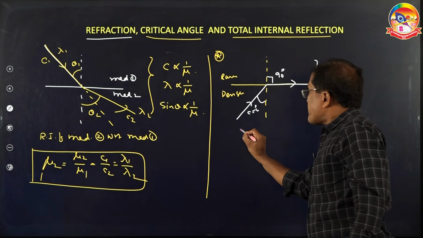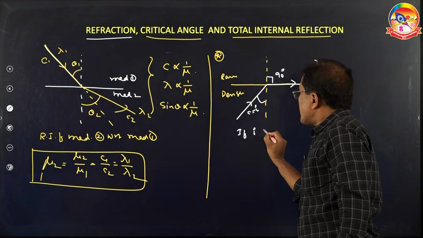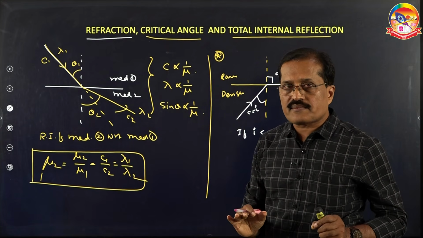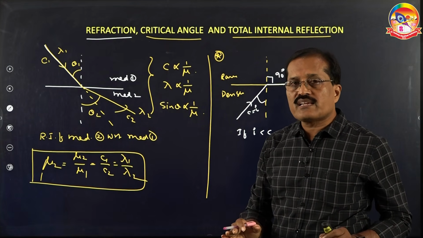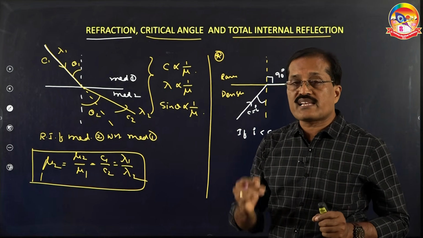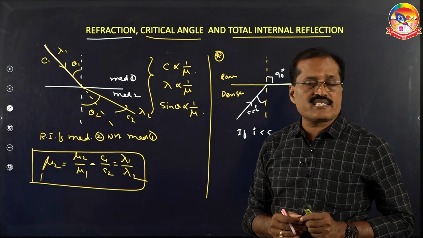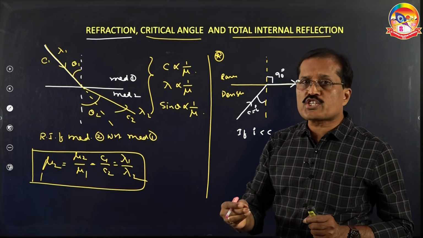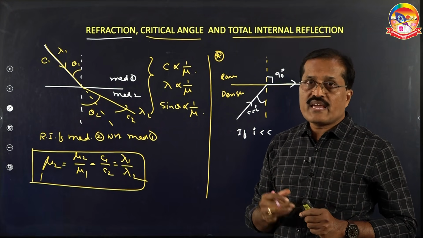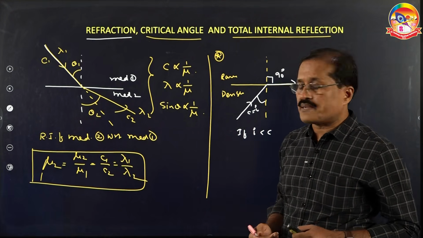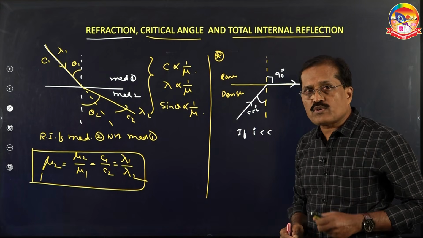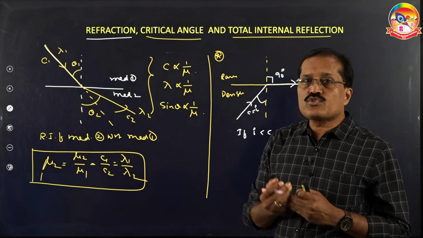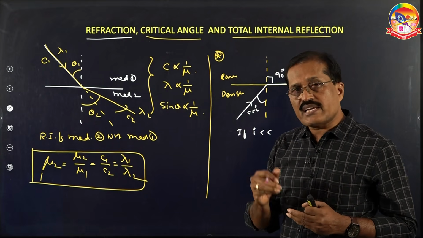For a given medium, the critical angle is some constant. For example, if you take pure glass with respect to air, the refractive index is equal to 1.5. The critical angle for glass is approximately 42 degrees, and for a different medium it will be different. Does the critical angle depend upon only one medium? No, as the refractive index depends upon the two media, the critical angle also does.